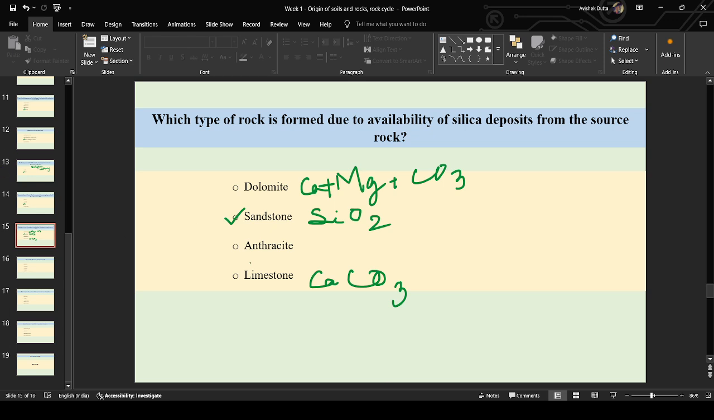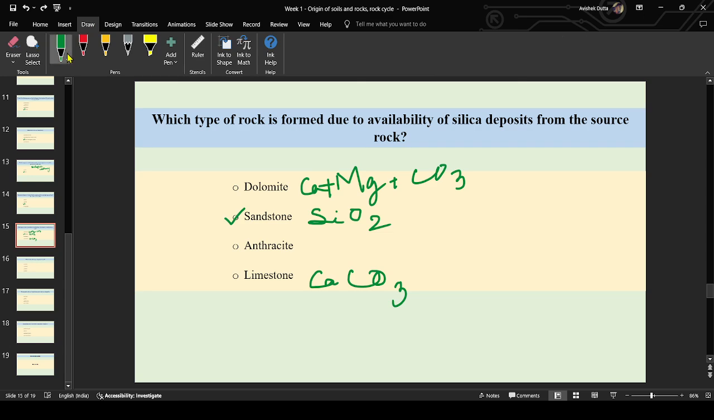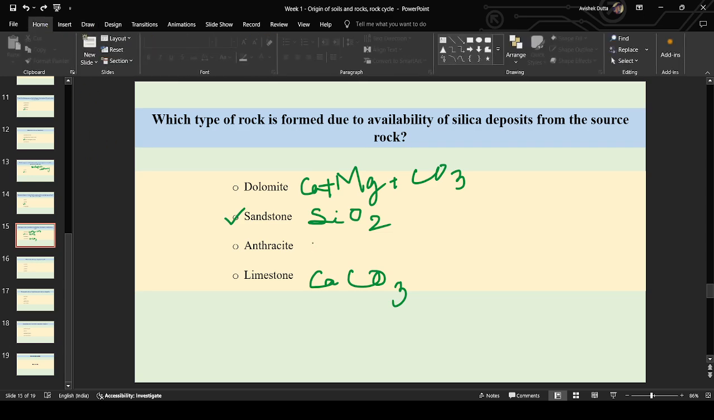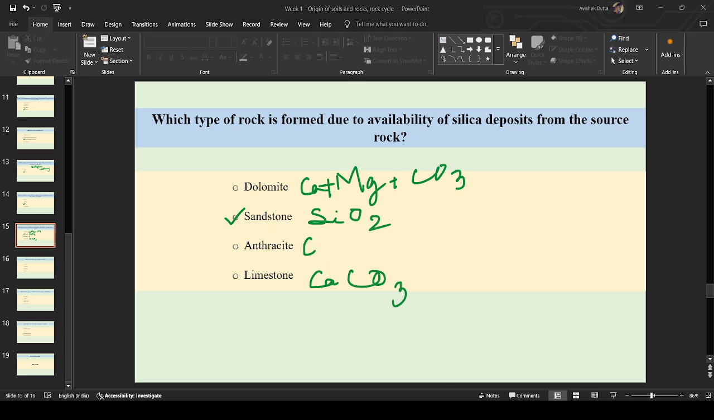Okay, so anthracite is a type of coal and the main composition is carbon. It's carbon. Okay. Is it clear?